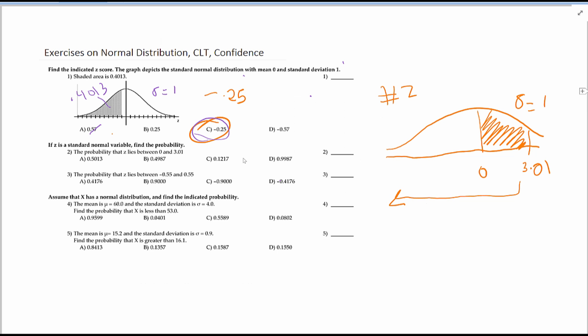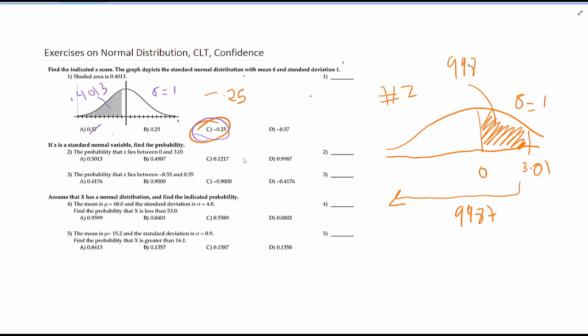0.9987. So that means that this whole area is 0.9987. So this area is 0.9987 minus 0.5, which is this part right here. And that gives me obviously 0.4987 right here. So the answer is B. So this area is 0.4987. It's about 49.87%. So that's problem number 2. So we got the answer to that. All right.